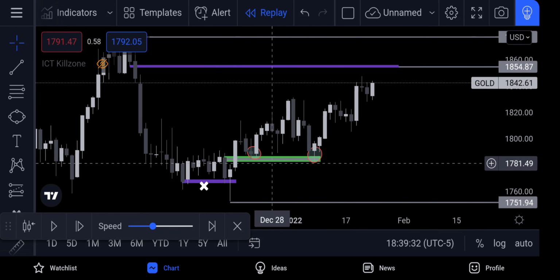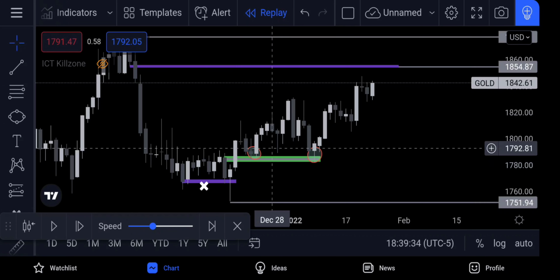So does that make sense between a bullish and a bearish order block? If you have any other questions, let me know.